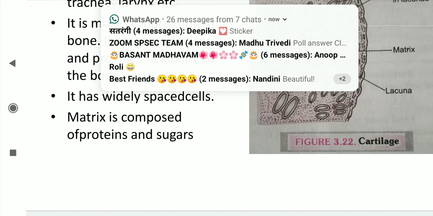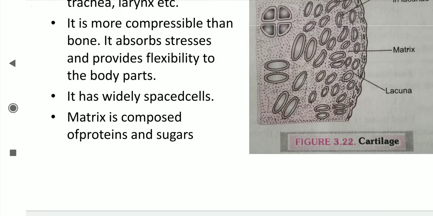What is the function of this cartilage? Cartilage is more compressible than bone. It absorbs stresses like jerks, and provides flexibility to the body part. Just touch your ear, you can squeeze it, and you can move your nose tip, just because of this tissue. What is that tissue? Cartilage.